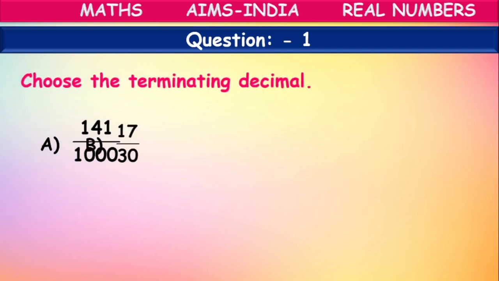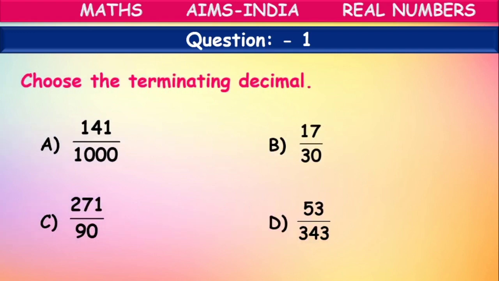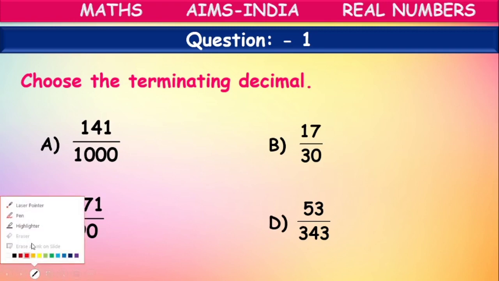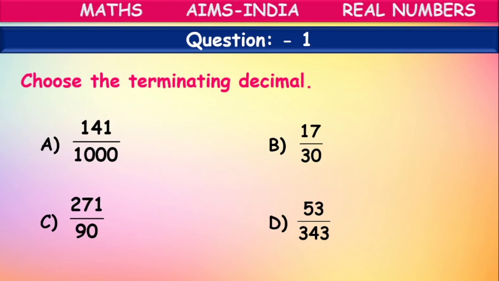So the first question is: choose the terminating decimal. Four options are there, A, B, C, D. So what is the correct answer? How to find a terminating decimal?